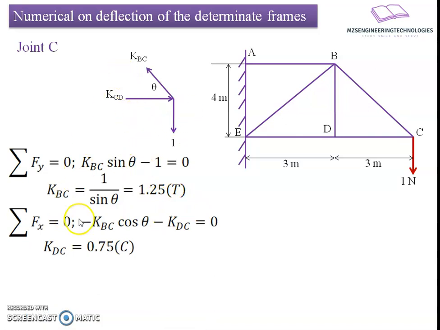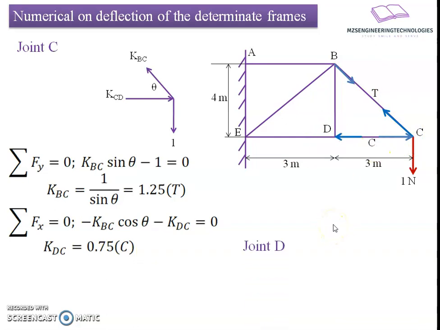Similarly, if I go with the horizontal direction, we get minus KBC cos theta. Again, a negative sign appears here. Considering it as positive, plus KDC equals 0. Substituting the value of KBC, we get the unknown force KDC, which comes to 0.75 Newton, compressive in nature. Now I will mark this vector on the figure so as to have a ready reference. Here BC is tensile in nature and CD is compressive in nature.